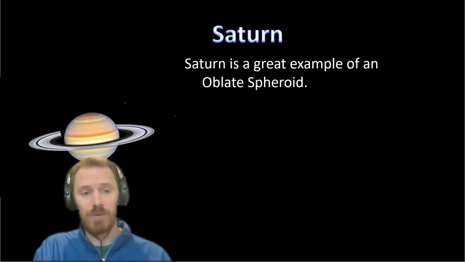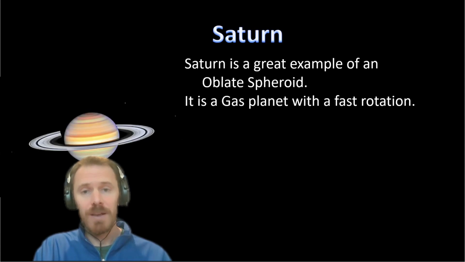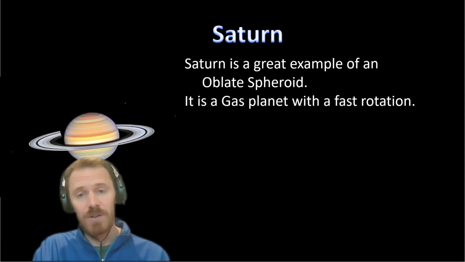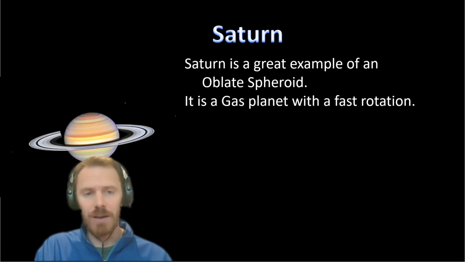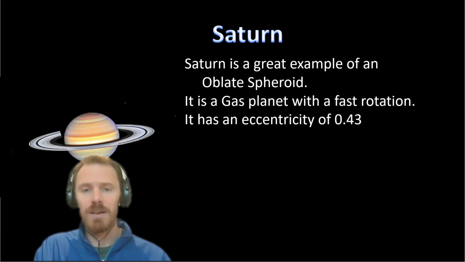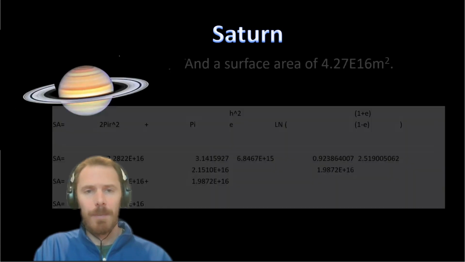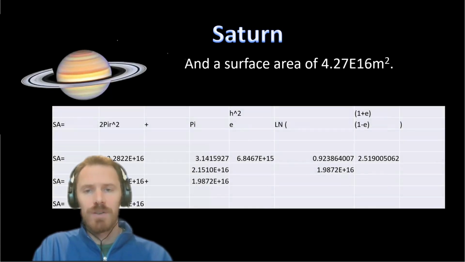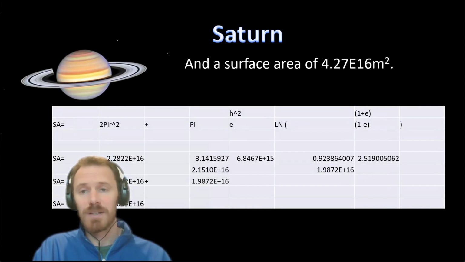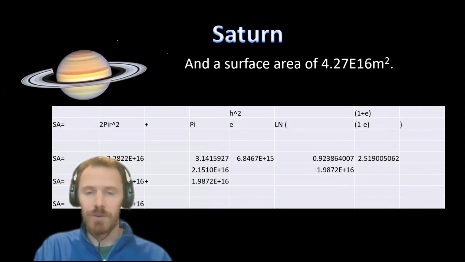Saturn is a great example of an oblate spheroid. It is a gas planet with a fast rotation, so it is 10% flatter from the poles as it is to the equator. It has an eccentricity of 0.43. We can work that out using this formula. And the surface area of Saturn is 4.27 times 10 to the 16 meters squared using this formula.